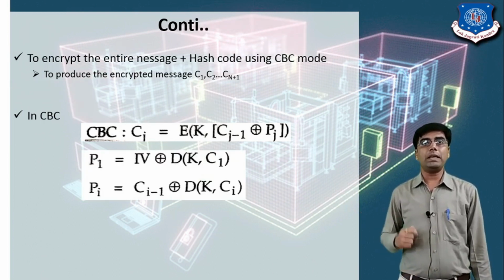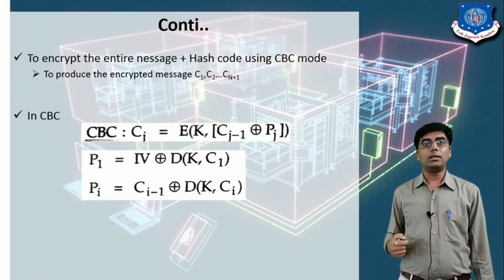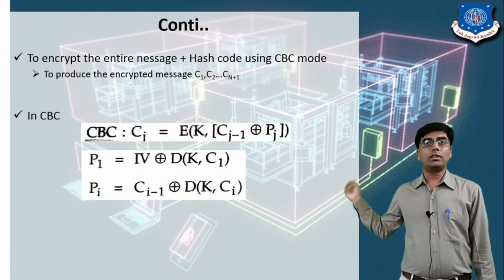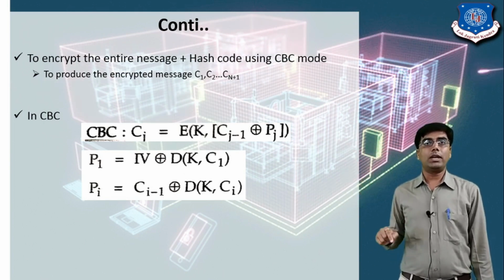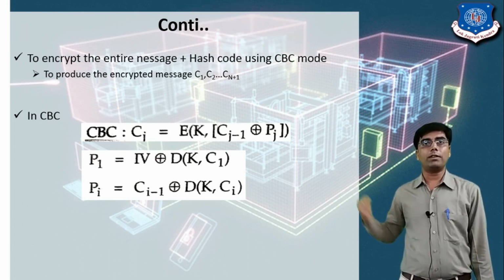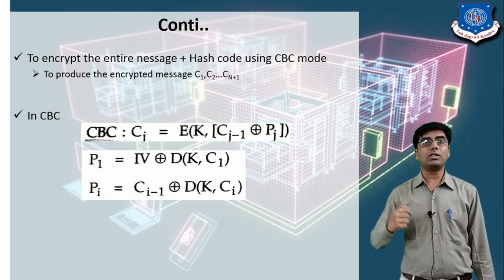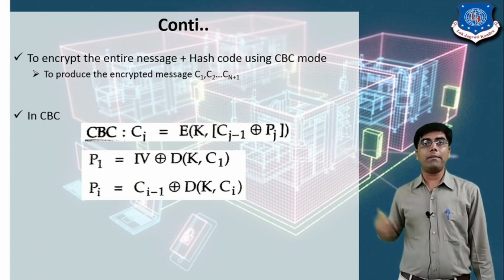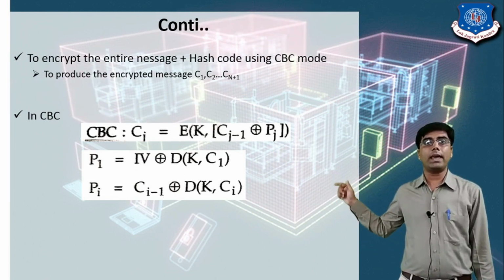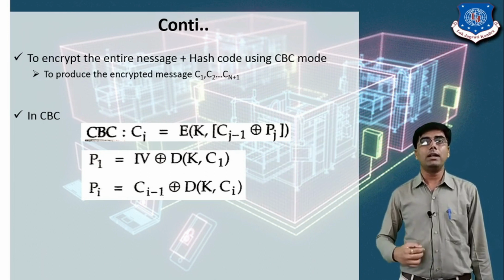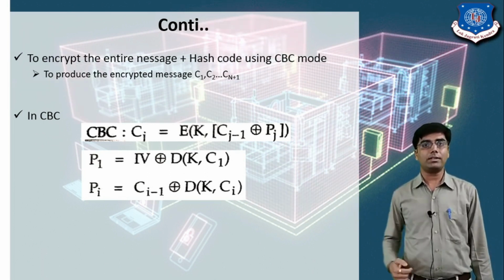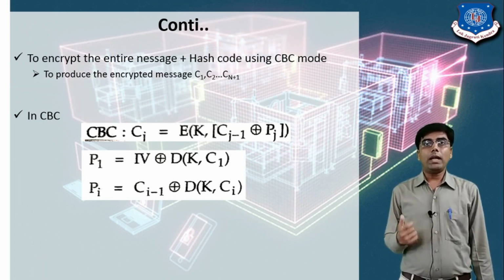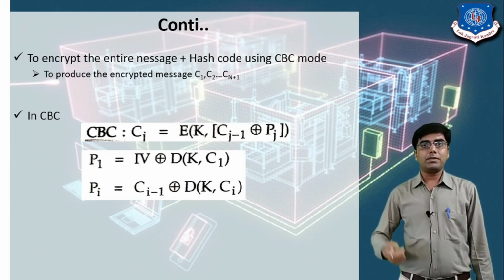So here you can see P1, the first block of plain text, equals the initialization vector XOR the decryption of the first block of ciphertext along with the key, D(k, C1). This is the operation for the first block of plain text. Now if you consider Pi, Pi equals Ci-1 exclusive or D(k, Ci). It means that if I want to encrypt the second block of plain text in CBC mode, cipher block chaining, the first block is encrypted by applying the encryption along with the key.